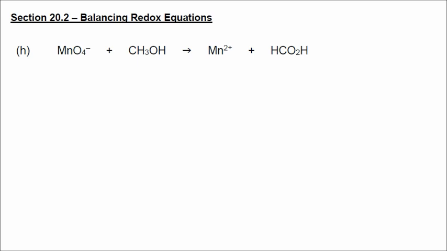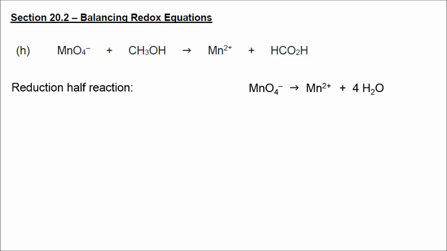All right, on to reaction H. This is permanganate changing to manganese. So that is the reduction half reaction. We will add 4 water molecules on the right. We will add 8 H plus ions on the left. And then finally we'll add 5 electrons on the left to take care of the charge.